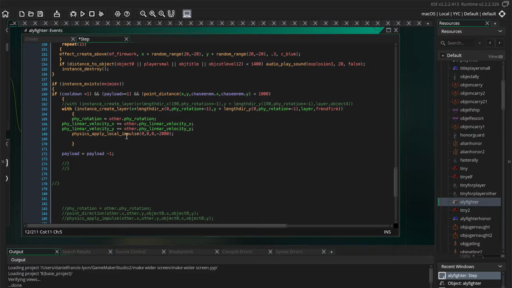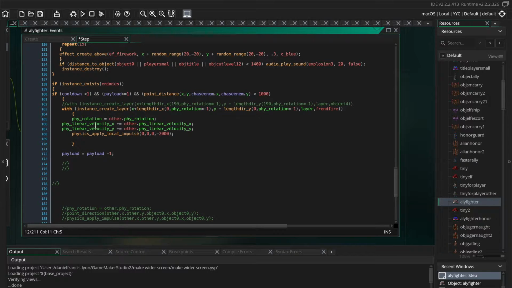Now this is local impulse. So it appears to be applying an impulse in the negative y direction, which would basically be up. However, it's a local impulse. So it doesn't always just fly up. It flies up relative to the ship. So if the ship is facing down, it's going to shoot down. If the ship is facing up, it's going to shoot up. If the ship is facing to the side, it will apply this impulse to the side. It's a local impulse, so it will shoot in whatever direction the ship is facing.